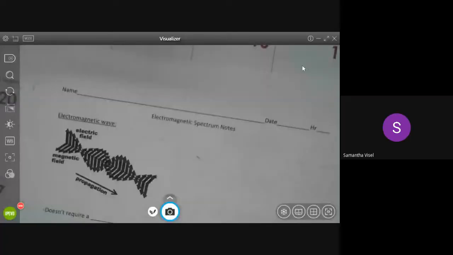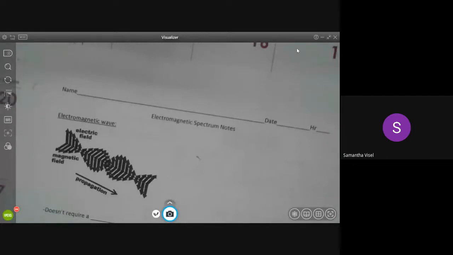So these notes that we're going to take today are on the electromagnetic spectrum. Before we get started, everyone should have a copy of the electromagnetic spectrum notes. They look something like this on the front.